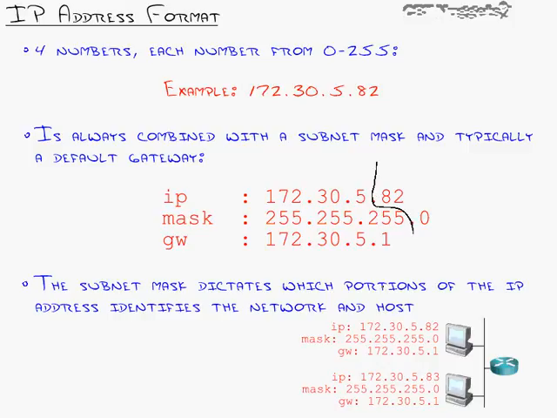Just like that. At this point, you can think anytime that you see a 255 in the subnet mask, that represents the network. Anytime you see a 0 in a subnet mask, that represents the host on that network. So look at this example down here. I have two computers, one of them 172.35.5.82 and the other is 83.